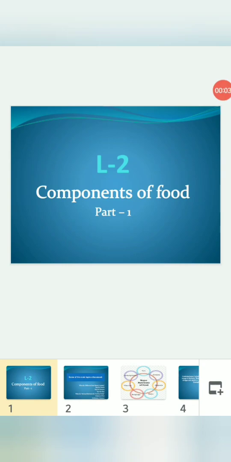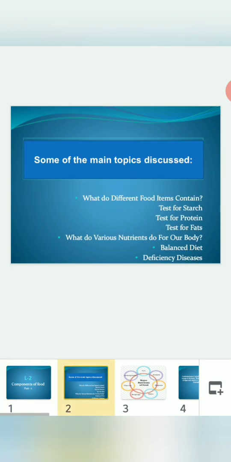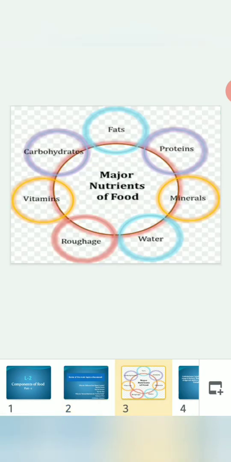Welcome to the virtual session of Chapter 2 Components of Food. Over here, you are going to have some of the main topics discussed. What do different food items contain? Test for starch, test for proteins, test for fats. What do various nutrients do for a body? Balanced diet, deficiency disease. So, we again will start with the different nutrients in the food.